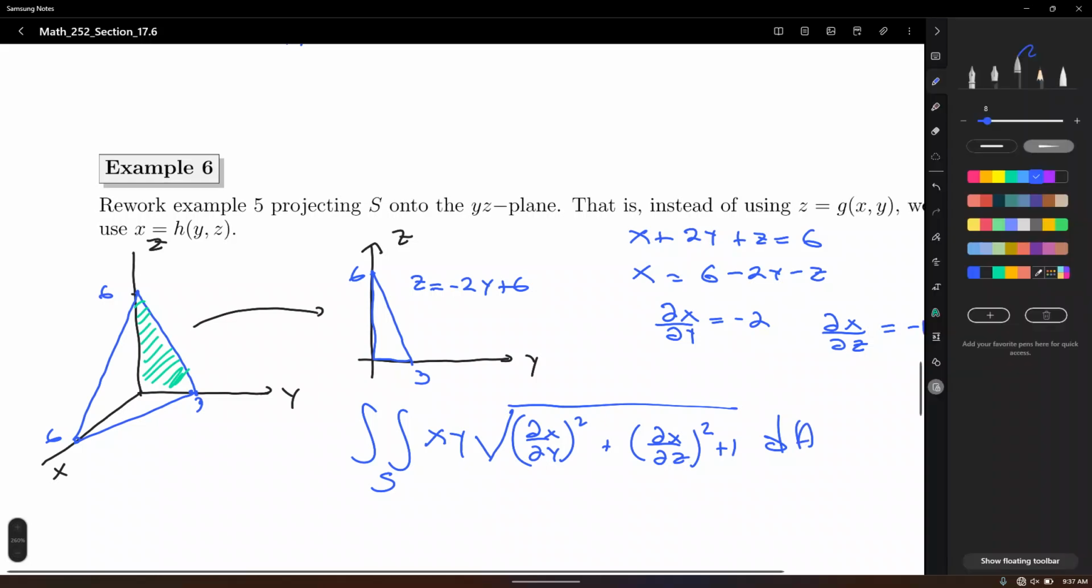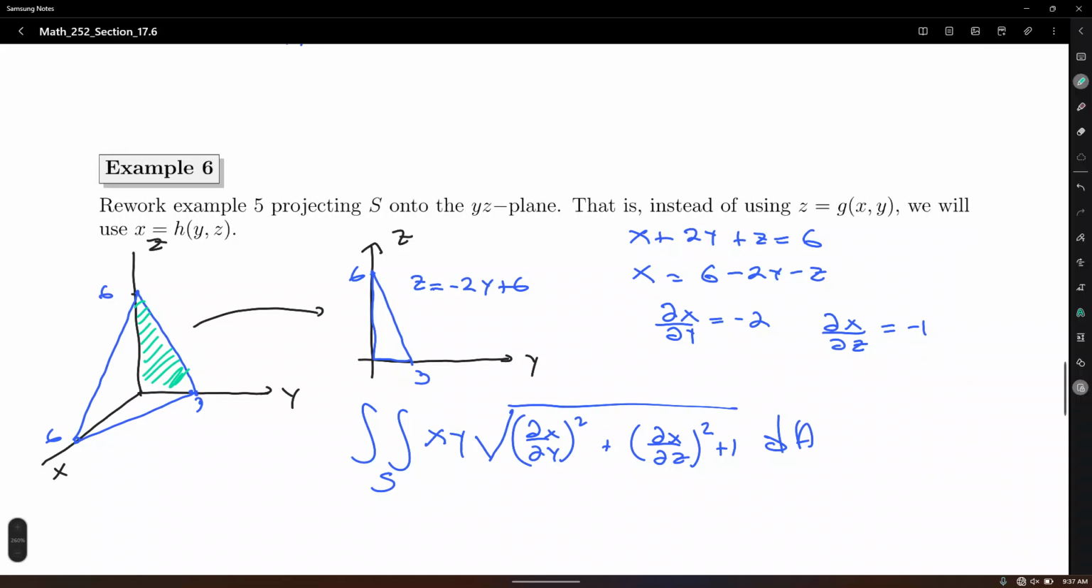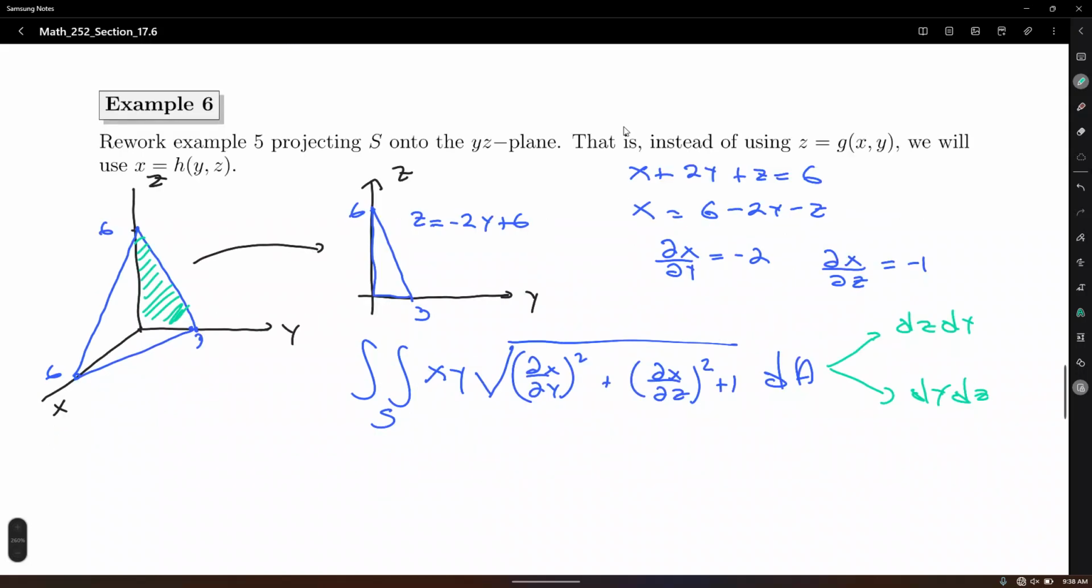Okay. And again, be careful because we are no longer projecting onto the xy plane. Sorry that I repeat myself on this, because it's the first time we change the projection. So what is dA going to be? Well, there are two choices for dA. What do you think they are going to be? No longer dy dx or dx dy, right? So dz dy or dy dz. Okay, we'll see which one we get.